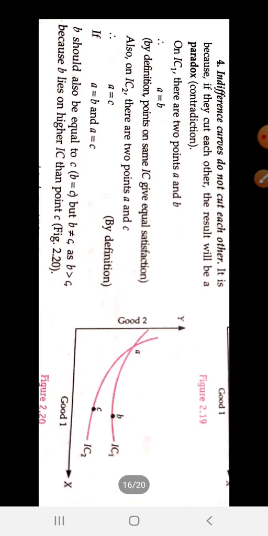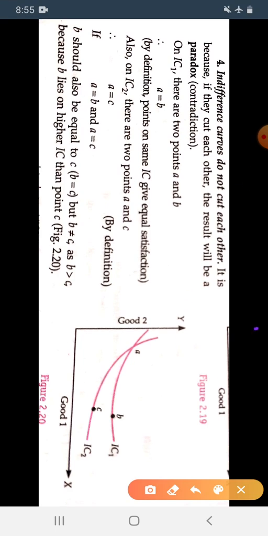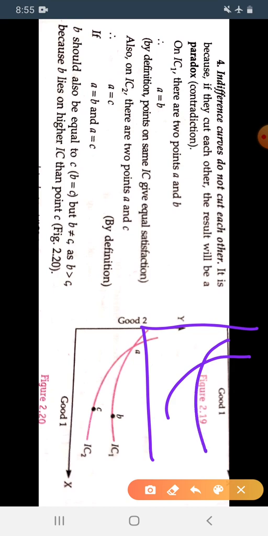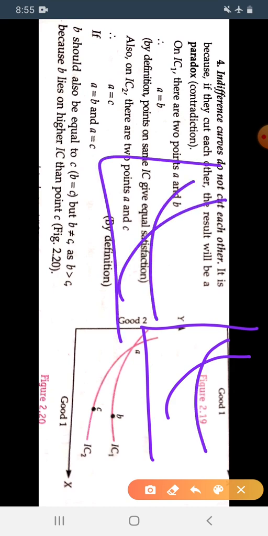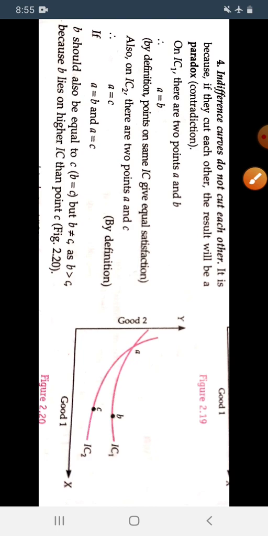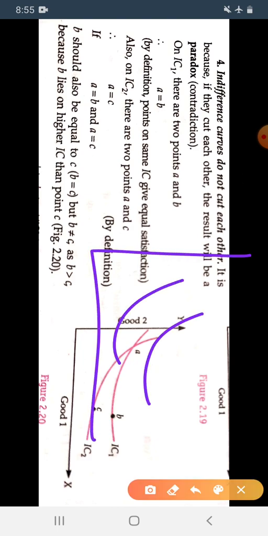The fourth property of indifference curves is that indifference curves do not cut each other. It simply says that indifference curves never ever intersect each other. For example, it will not be like this, not like this. So indifference curves never intersect each other; it is always like this. And the right-hand indifference curve will give more satisfaction than the left one.